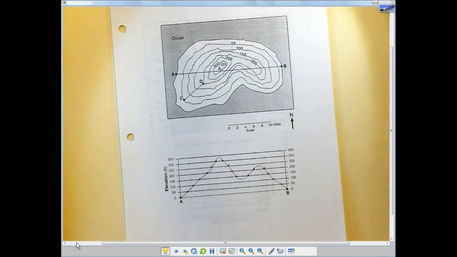You can try the other pages in your packet for fun, or the next time you go to a contour profile party, which is probably this weekend for you.